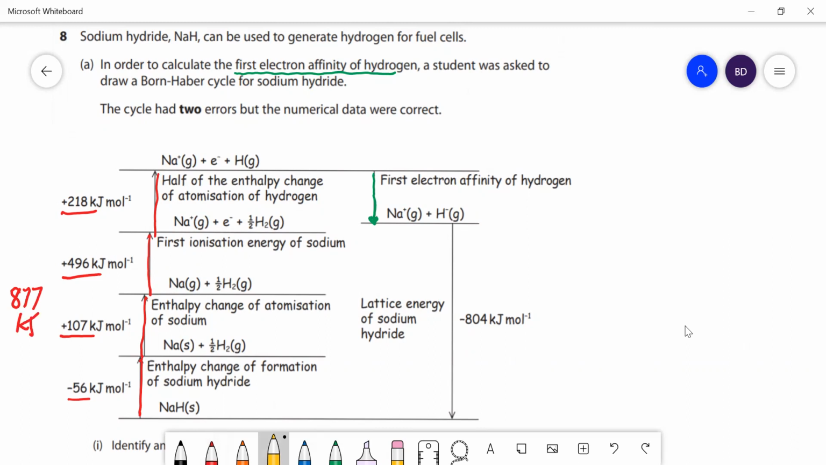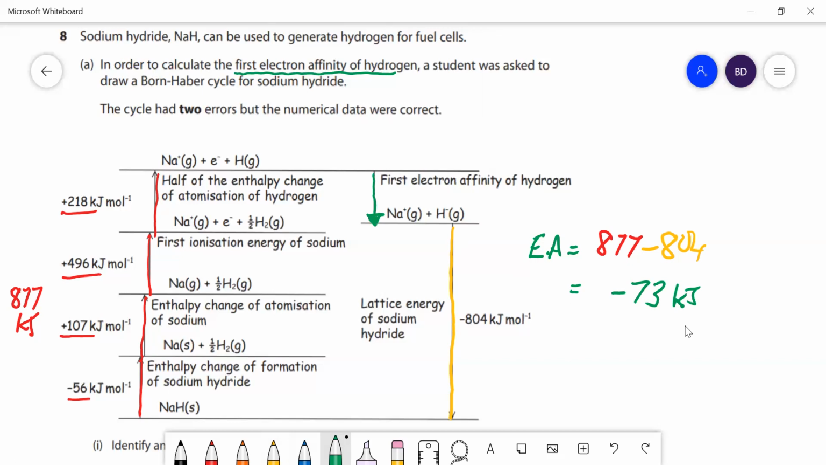Right, and then this yellow arrow here, the lattice enthalpy, that's 804. So the green one, the first electron affinity, is going to be equal to the red one, 877, and again, I'm not worrying about signs here, minus the 804. And that gives us a value of 73 kilojoules. Now we do have to decide what the sign is. Look, the arrow there is going down, so it is exothermic, so the sign is negative. That is the way I would do that.